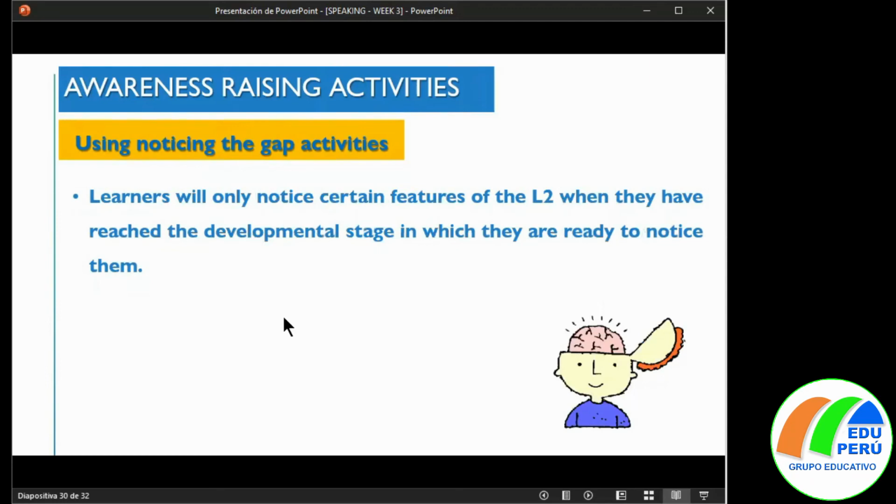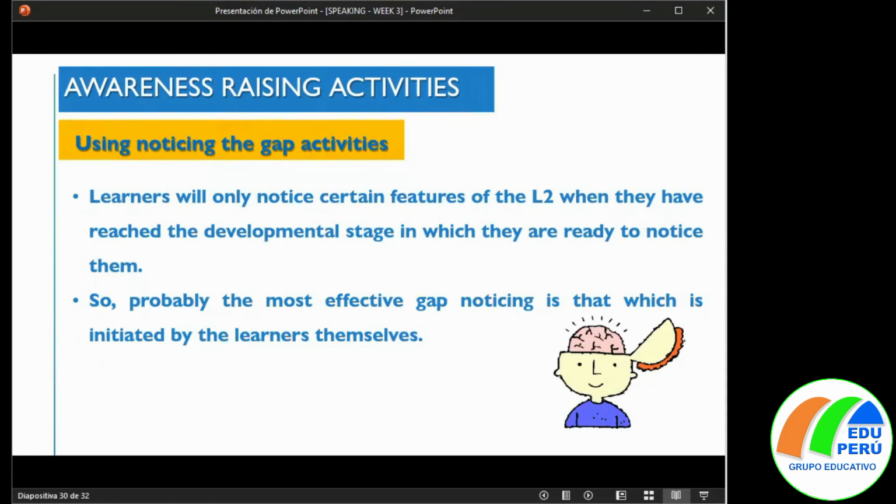Learners will only notice certain features of the L2 when they have reached the developmental stage in which they are ready to notice them. So probably the most effective gap noticing is that which is initiated by the learners themselves, when they start comparing with their other classmates, all right? So this is one of the most important gap noticing activities.